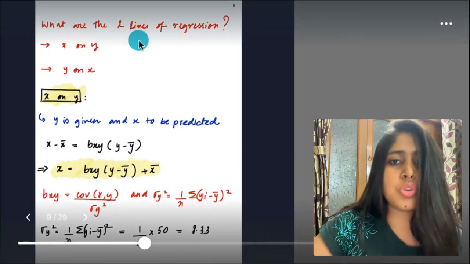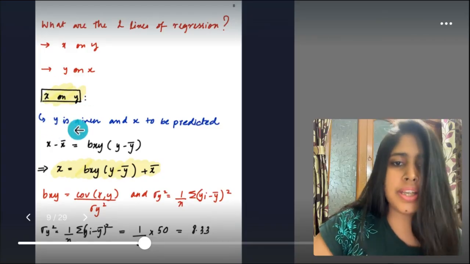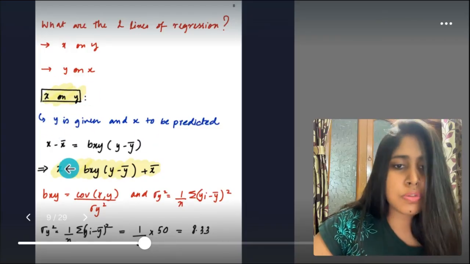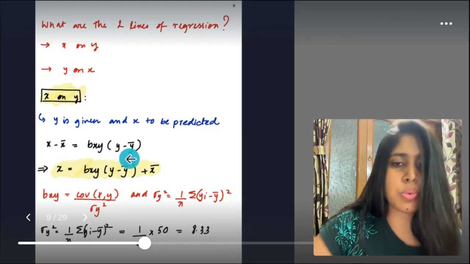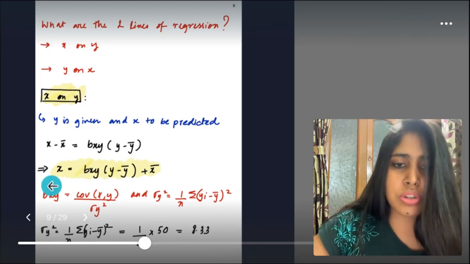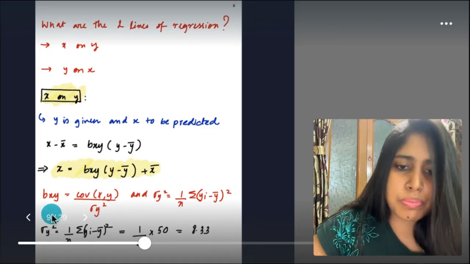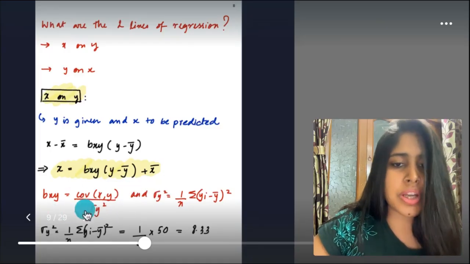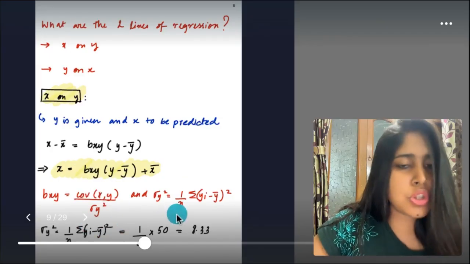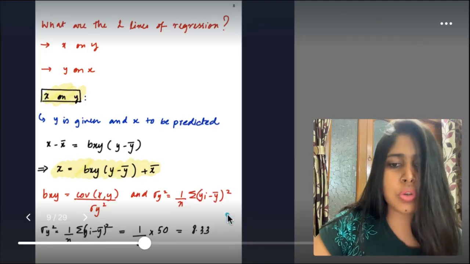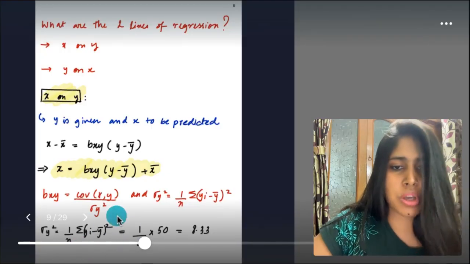Now we need to find the two lines of regression, x on y and y on x. X on y here means that y is given and x is to be predicted. Then the formula of the regression equation is x minus x bar is equal to bxy into y minus y bar. From here we get the equation of x is equal to bxy into y minus y bar plus x bar, and bxy is covariance of xy divided by sigma y square, and sigma y square is equal to 1 by n summation of y minus y bar whole square.